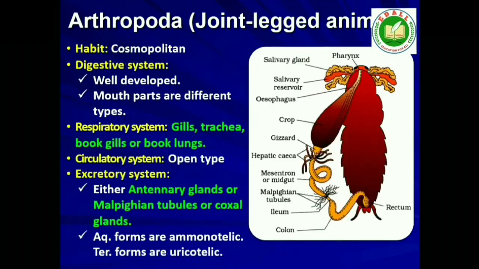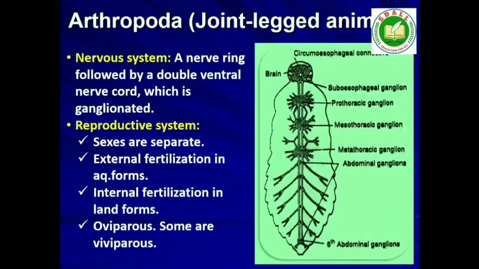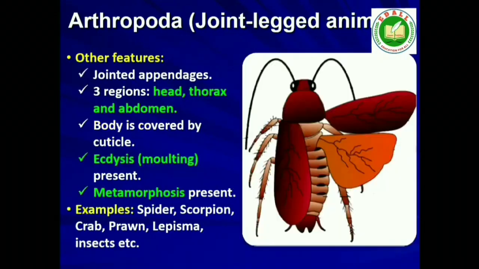Respiratory organs are gills, book gills, book lungs or tracheal system. Circulatory system is of open type. Sensory organs like antennae, eyes, compound and simple, and statocysts or balance organs are present. Excretion takes place through Malpighian tubules. They are mostly dioecious. Fertilization is usually internal. They are mostly oviparous. Development may be direct or indirect.